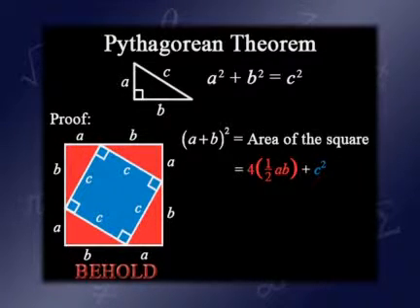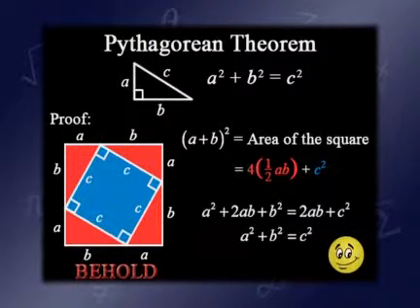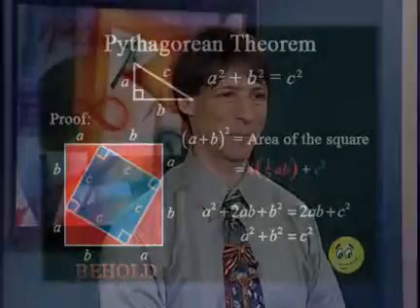C squared. So when we compare these two quantities, on the one hand, the area of the square is (A plus B) squared. On the other hand, the area of the square is 2AB plus C squared. So when we set those two quantities equal to each other, we see A squared plus 2AB plus B squared equals 2AB plus C squared. The 2AB's cancel, and we're left with A squared plus B squared equals C squared. Behold. I give that a smiley face also.